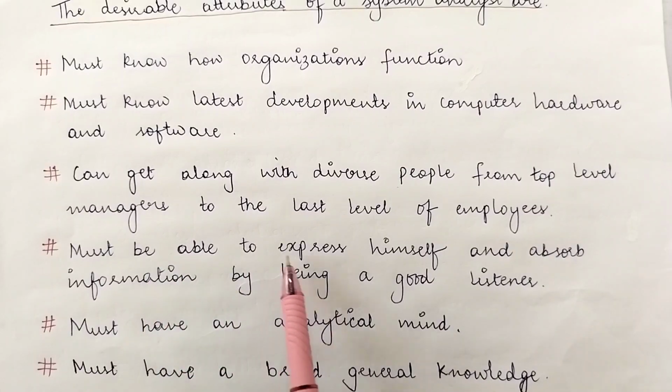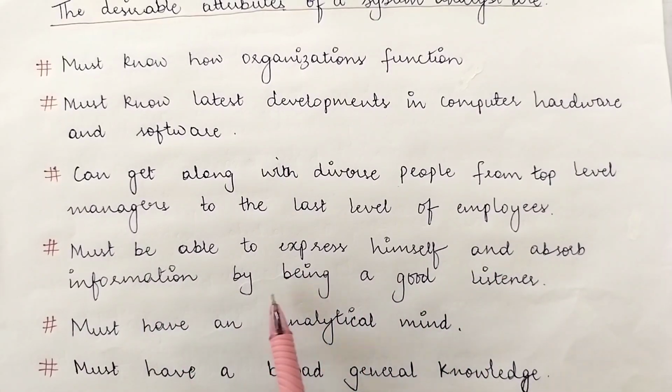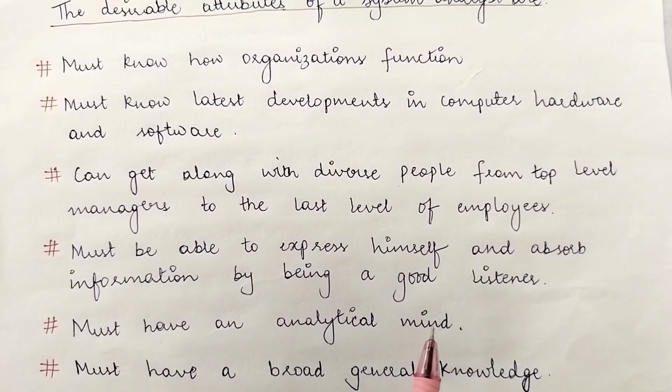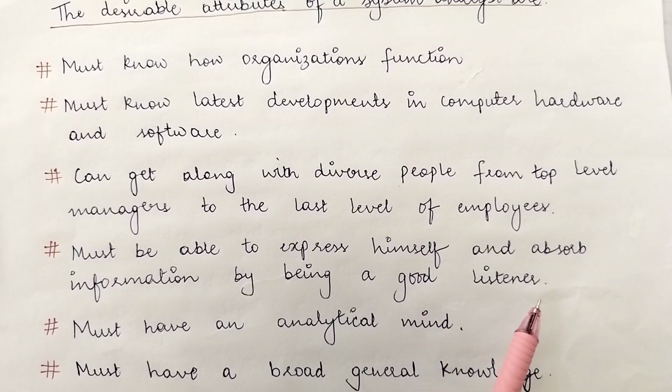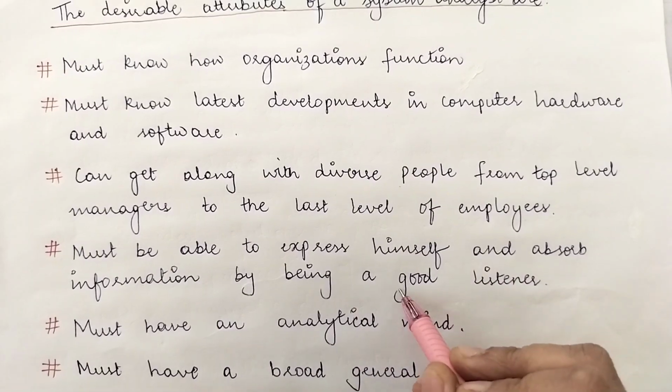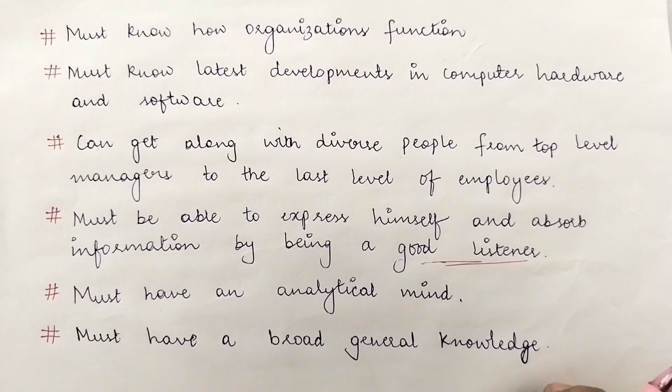A system analyst must be able to express himself and absorb information by being a good listener. Since he has to deal with people, obviously people should also understand him well. People should get his point of view, so that in situations where he does not agree with the clients or users, he can convince them properly. Also, he must be a good listener so that he can understand the people around him for whom he is developing the new system. So for that reason, he must be able to express himself and absorb information by being a good listener. It is very important for a system analyst to be a good listener.